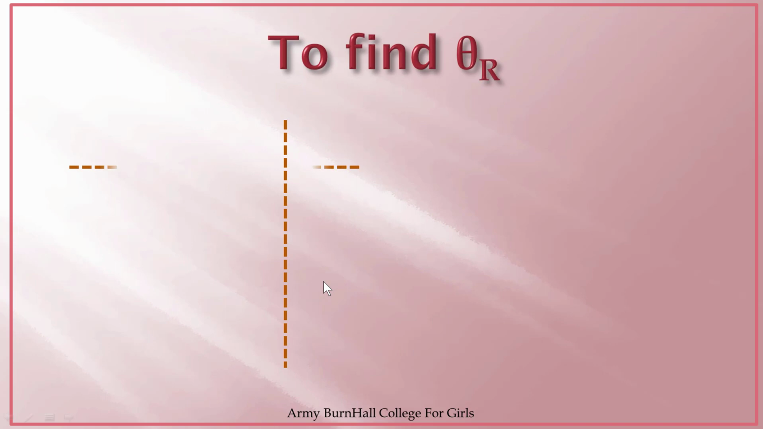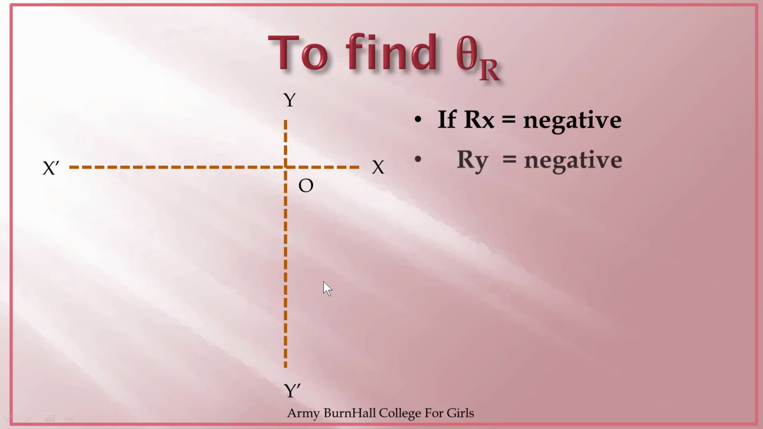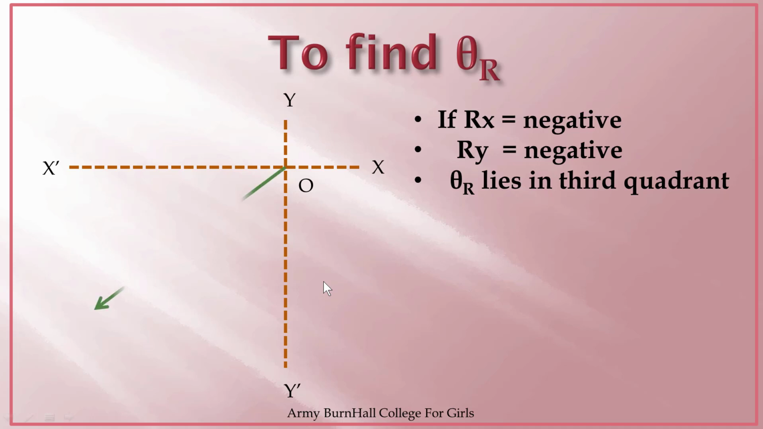And if we have a condition in which rx is negative and ry is negative, this is the condition for the third quadrant. Theta r lies in the third quadrant. We will draw our resultant in the third quadrant with its angle with the x-axis of the third quadrant. But this is not our required angle. Our required angle starts from the positive x-axis and goes in the anti-clockwise direction. So this theta r is basically our required angle. How are we going to calculate this theta r? We will add 180 degrees to this angle theta.